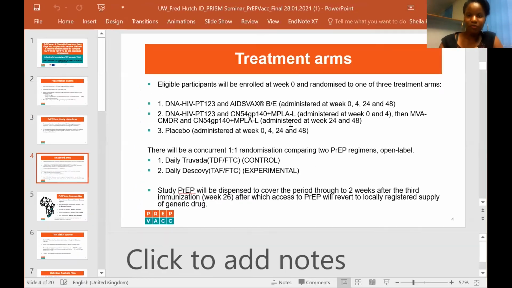An overview of the treatment arms for the PrEPVacc trial. Participants will be enrolled at week 0, and they'll be randomized to one of 3 treatment arms. That's DNA HIV-PT123 and AIDSVAX administered at weeks 0, 4, 24, and 48. Then the second active vaccine regimen of DNA HIV-PT123 and TN54 administered at weeks 0 and 4, followed by MVA-CMDR and TN54 administered at weeks 24 and 48. These 2 vaccine arms will be compared to a placebo arm, where the placebo will be administered at weeks 0, 4, 24, and 48. So across all 3 trial arms, you have the injections at 0, 4, 24, and 48.